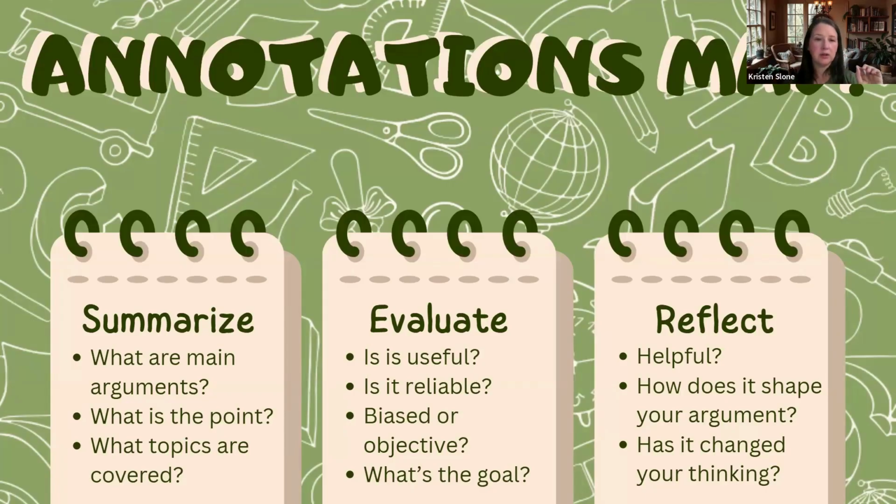Typically, annotations will either summarize the source. What are the main arguments? What's the point? What topics are covered? They may evaluate the source. So is this source useful? Is it reliable? Is it biased or objective? What's the whole goal of me using this source?